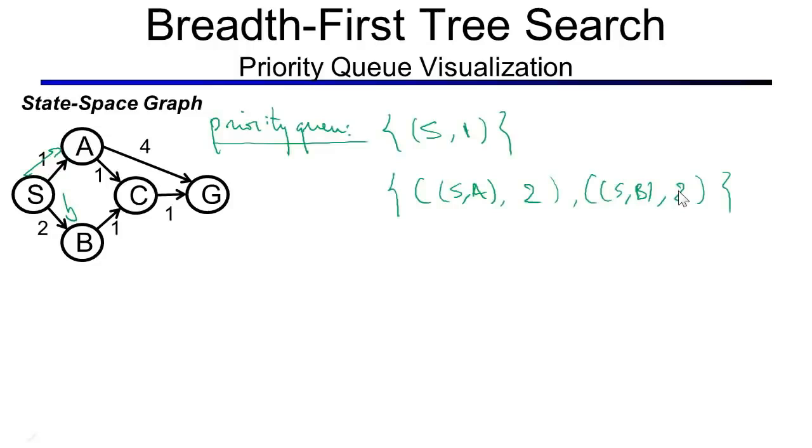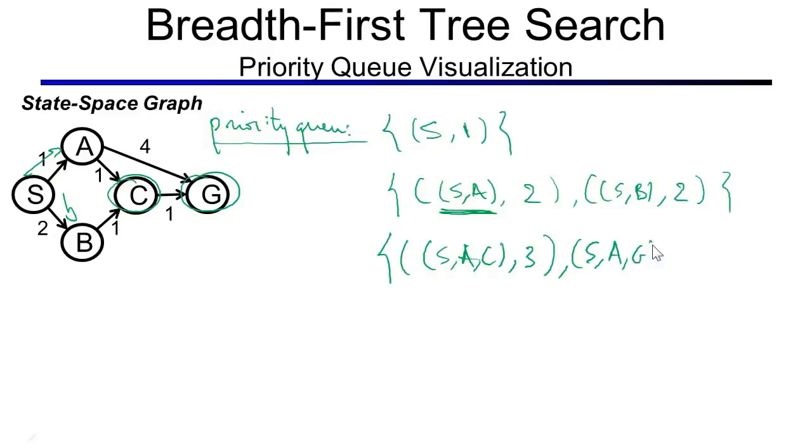Pick the one with the lowest number. Both of them have 2, so alphabetical tie-breaking picks this one next. So next our priority queue will be replacing that one with its successors. A has 2 successors, C and G, so we get SAC, which will have a priority of 3. We get SAG, which has a priority of 3, and we retain SB, which has a priority of 2. 2 is the lowest number. Breadth first search will go for that one.